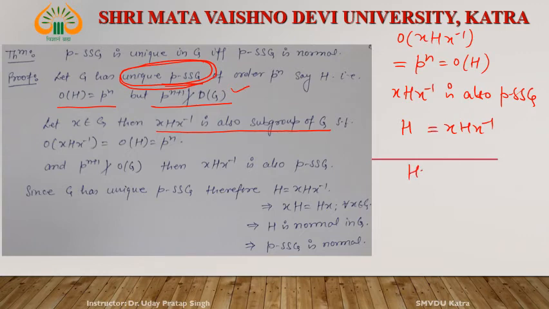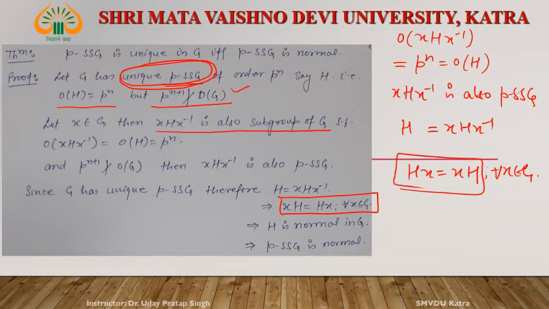This says that xH is equal to Hx, right? This thing happened for all x belonging to G. Then what is this? This is the definition of a normal subgroup. It means H is a normal subgroup of G. Okay. If the p-Sylow subgroup is unique, then it is normal. Okay. H is the p-Sylow subgroup, then H is normal.